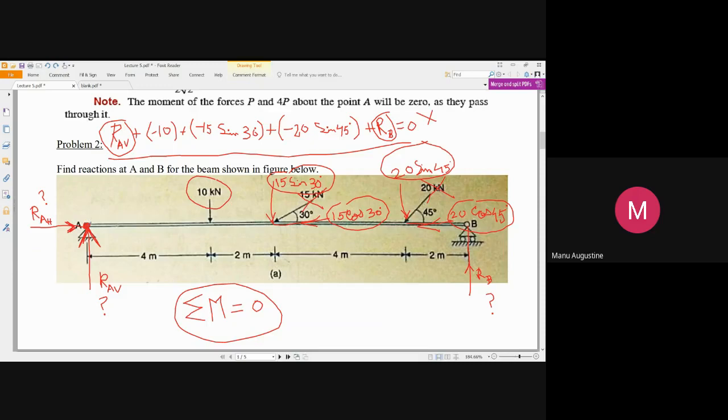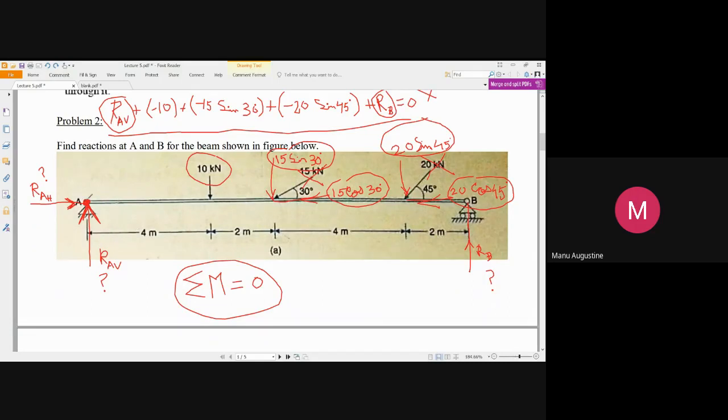I have selected point A. Once we calculate this, you will see how this is the wise decision to select point A as the point for calculating moments. Now, how many forces are there, including all the reactions and all the applied forces? 1, 2, 3, 4, 5, 6, 7, 8. 8 forces are there.